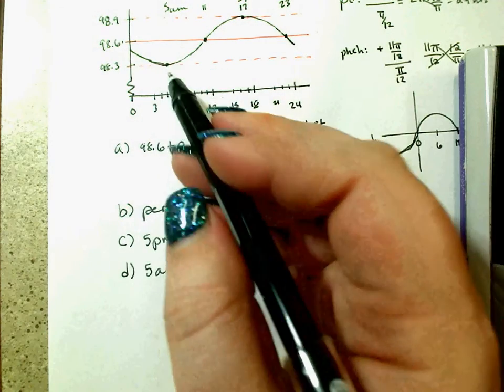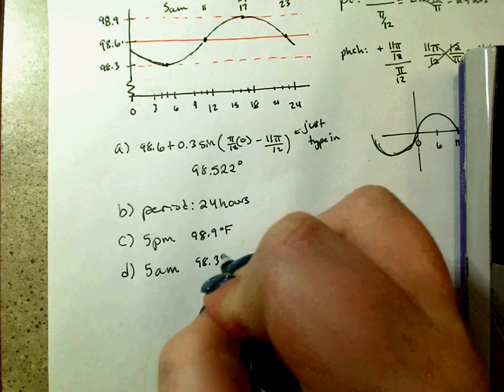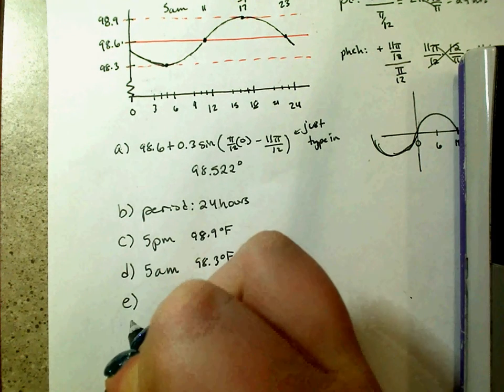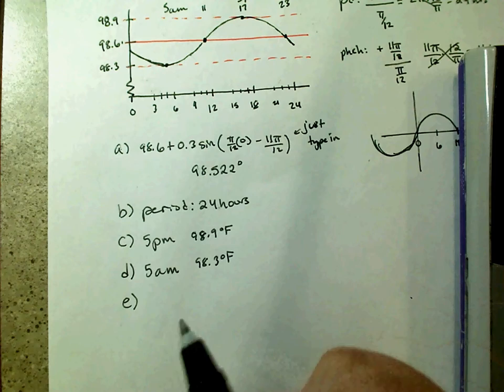And then E, graph on period. Okay, there we go. Okay.